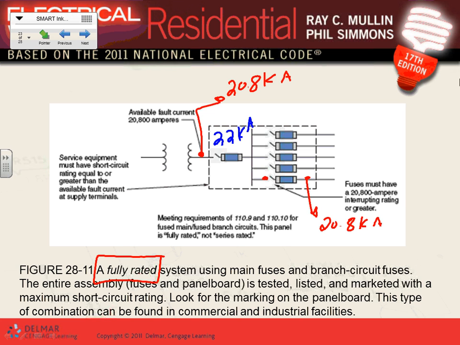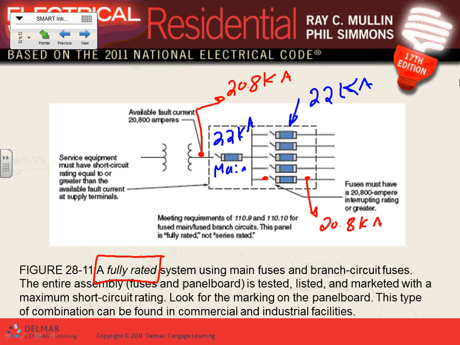Am I safe? Yes. If you don't understand that one, kiss goodbye all the coordination I'm going to be doing in a couple of systems. I'm not kidding you. So if the short circuit right here is 20.8, the circuit breaker has to be bigger than that. Done. Now, this is my main. Let's go to the sub-panels. This sub-panel, if it's fully rated, then all of these have to be also 22 kiloamp rated. That's called fully rated.